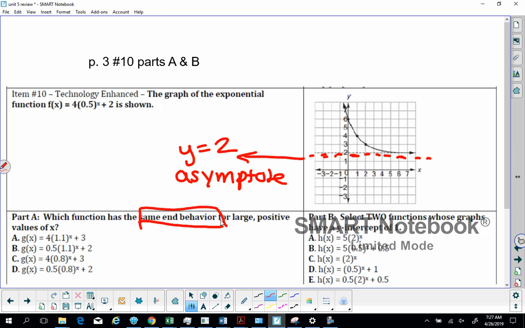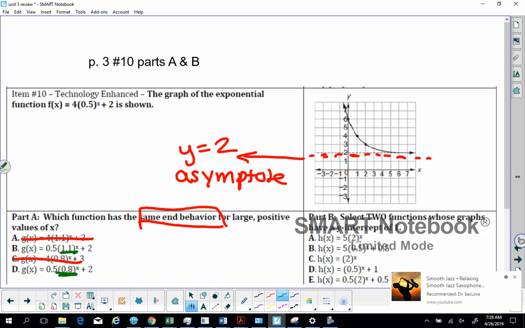So that being said, I know that my end behavior is at the end of my equation. So which 2 can I eliminate, since the end behavior on these equations is not 2? A, because that says 3, and C. So I'm between these 2. The only thing that's different about them is this. Right here, this function, is it increasing or decreasing when I'm going left to right?